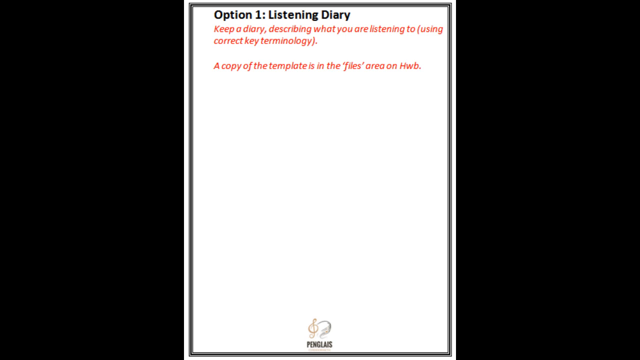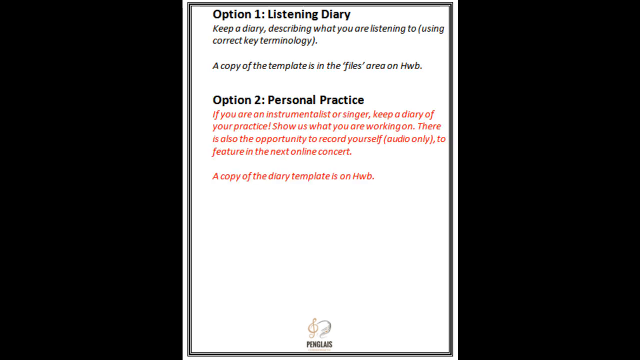Option number 1 is that you can keep a listening diary. This is where you keep a diary of what you listen to and write about what you are listening to as well. Option number 2 is personal practice. This works if you're an instrumentalist or a singer. Whatever it is that you're practicing, you're going to keep a diary of that. There's a template for that which is available on Hub.